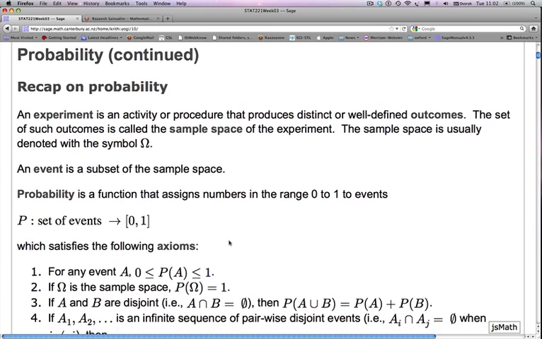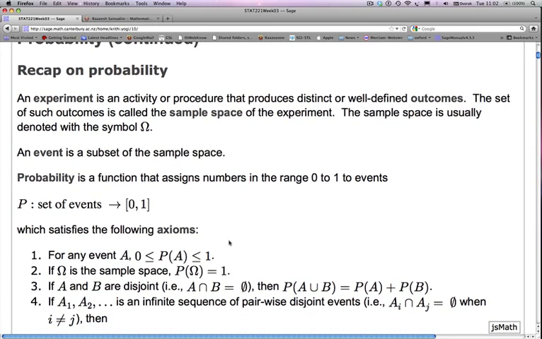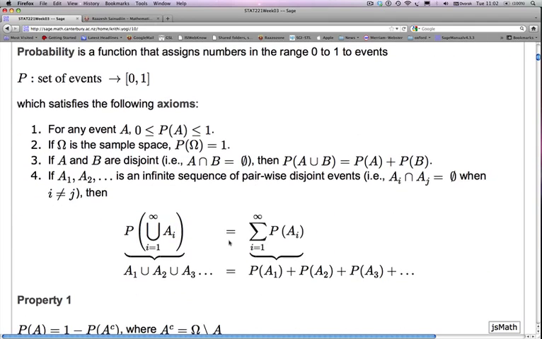But it's not any old function. Remember, this function called probability satisfies the following axioms. For any event A, the probability of A must be between 0 and 1. Well, that's fine because the range is between 0 and 1. If capital omega is the sample space, then probability of the sample space is 1. This is again another property that this function P should satisfy.